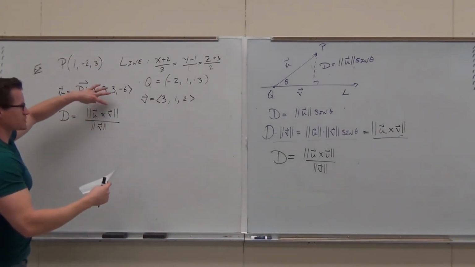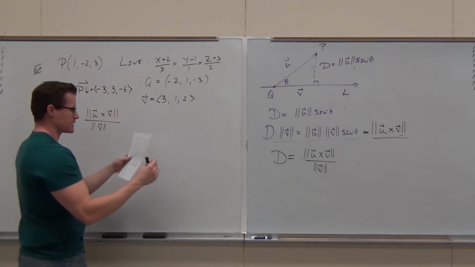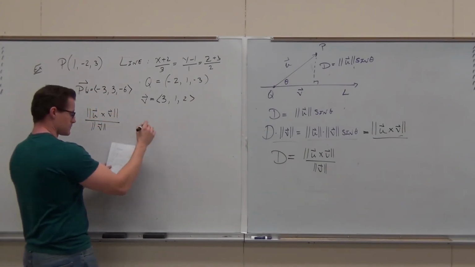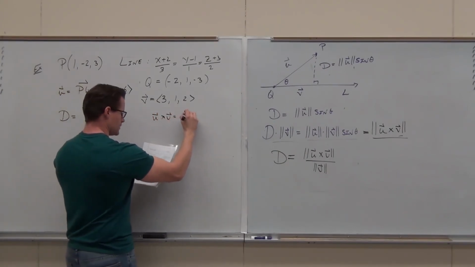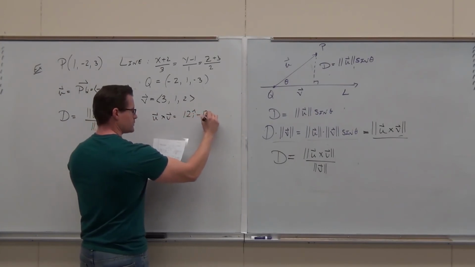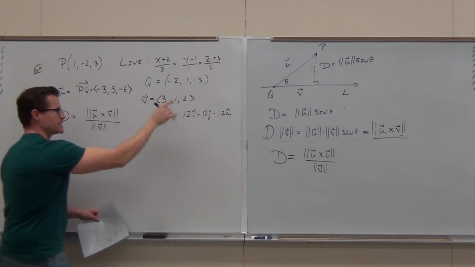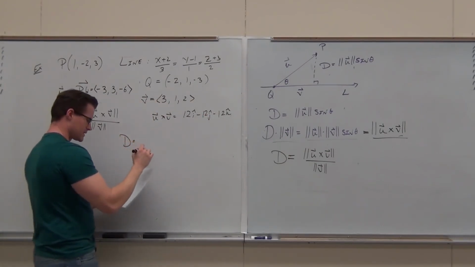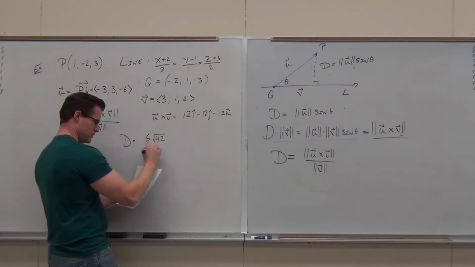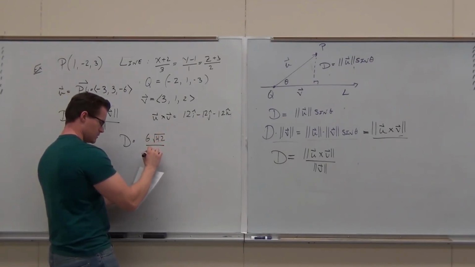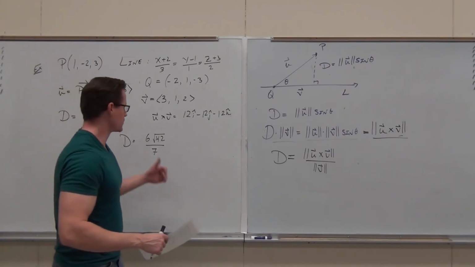If you cross U and V, so you cross these two things, you're going to get 12i minus 12j minus 12k. If we take the magnitude, the distance is 6 root 42 over 7. The magnitude of V is the square root of 14. So this is your answer.